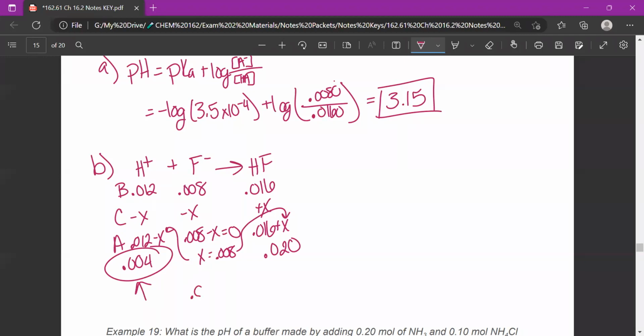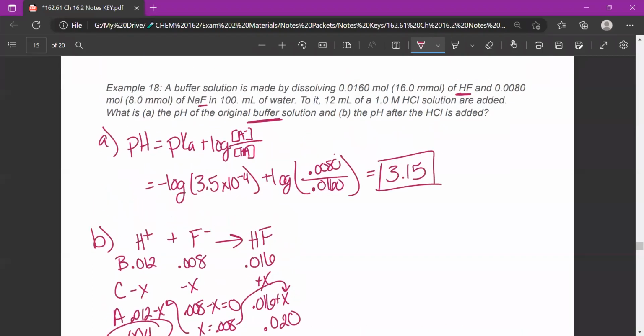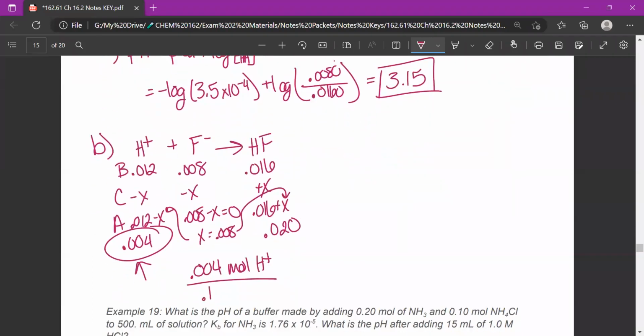So if I have 0.004 moles of H plus over what is my total volume of solution here? You had 100 milliliters and 12, so that's going to be 0.112 liters. Concentration there is 0.004 over 0.112, which is 0.0357, and so on. So you do the negative log of that, which is 1.45.